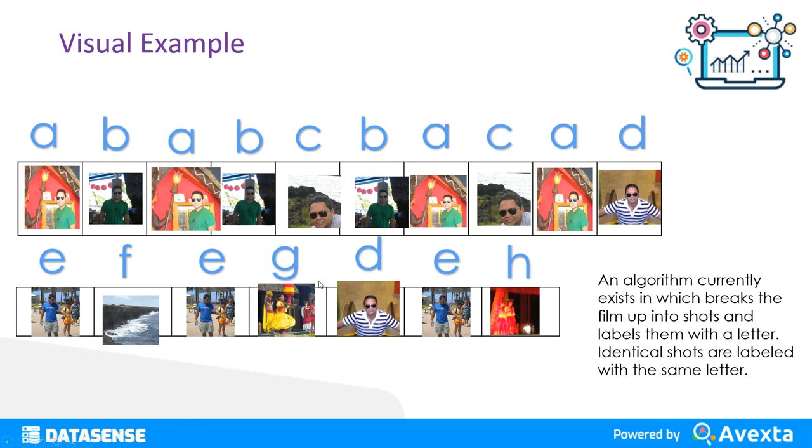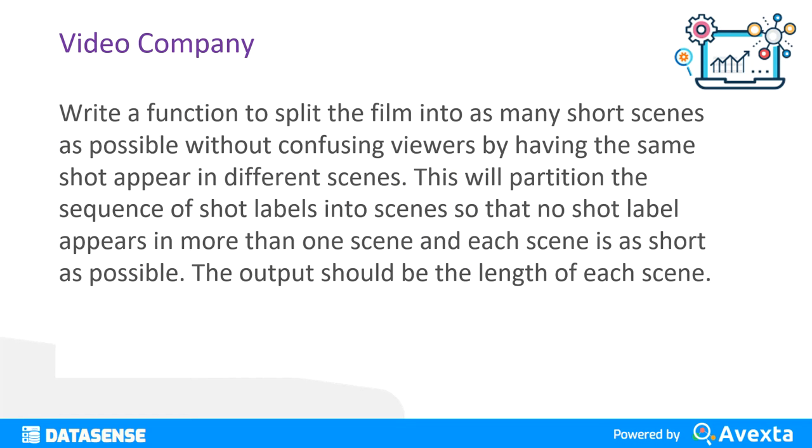Okay. Now, our conditions are that we have these shots that are labeled by a letter. The identical ones are going to be the same letter, so we know where each individual letter repeats, right? Each shot repeats. Here's where the problem gets interesting. So now this is what you have to accomplish, okay? We want to write a function to split the film into as many short scenes as possible without confusing the viewers by having the same shot appear in different scenes.